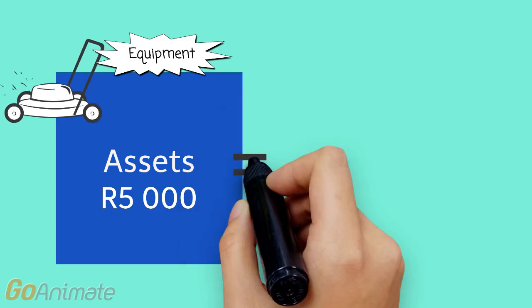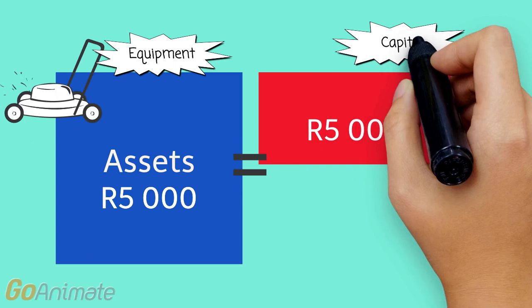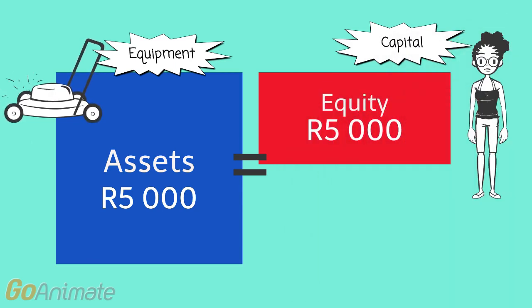Nandi used her own money to buy the lawnmower. In the business, we call this capital. It's the first part of equity. We'll show you other parts of equity later. She's the owner of the business, and this is her investment of 5,000 in her business.